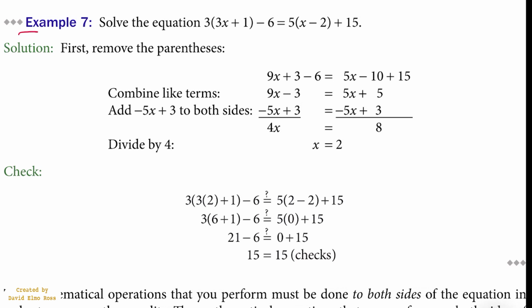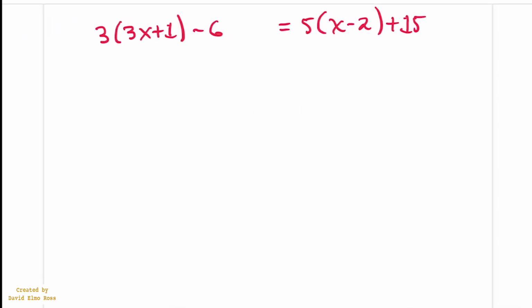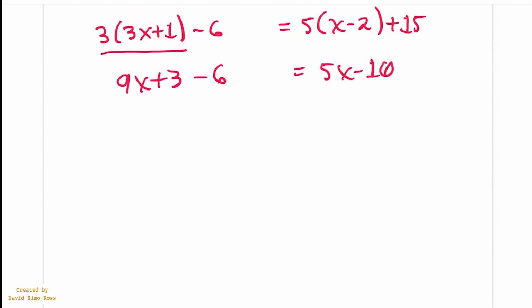Let's take a look at example 7, which is this equation here. So there's our equation there. So let's expand out this term. We get 9x plus 3 minus 6 on the left side. On the right-hand side, we get 5x minus 10 plus 15. So this evaluates to 9x minus 3 equals 5x plus 5.